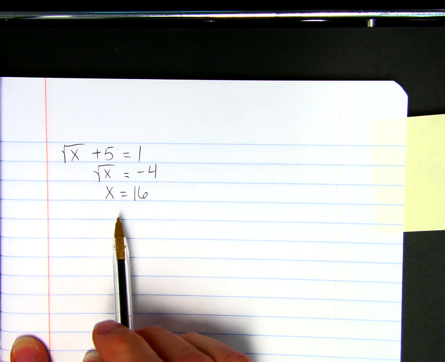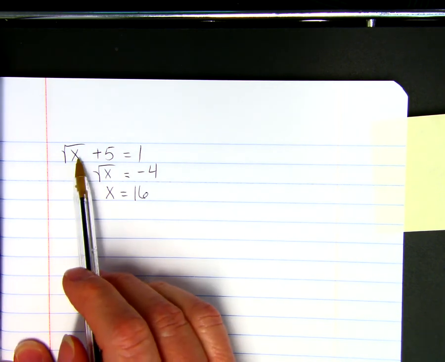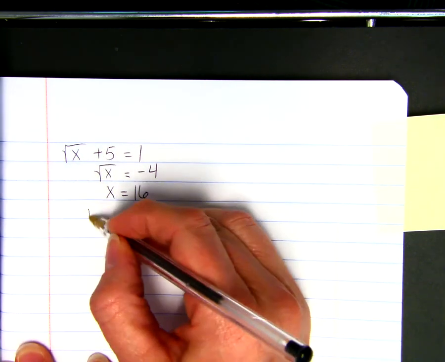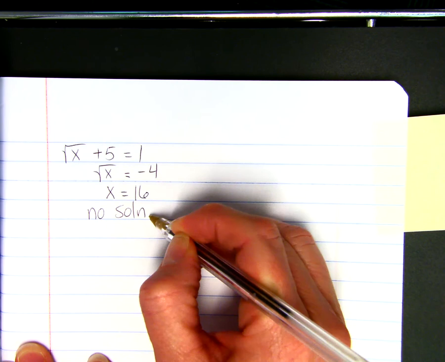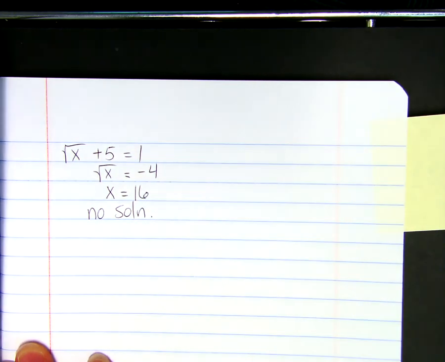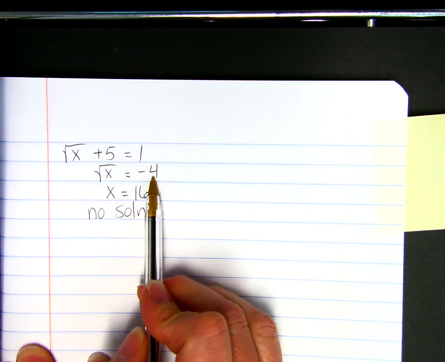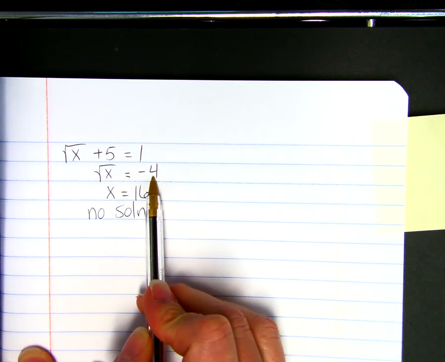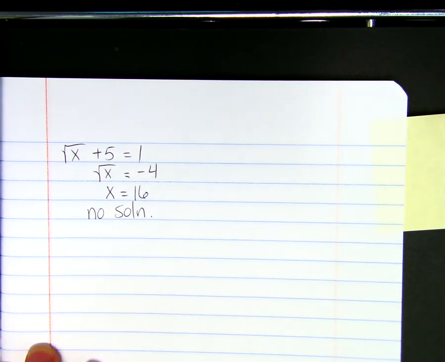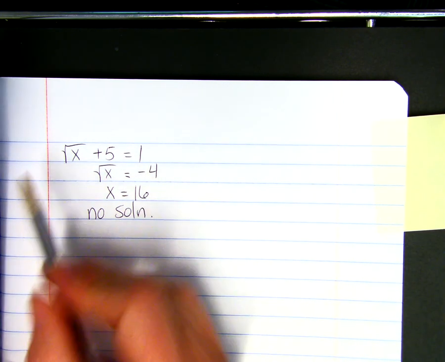And if you plug in 16 for x, square root of 16 is 4, plus 5 is 9, it doesn't equal 1. So there's no solutions. It's an extraneous solution. Or if you were at this step and you say, wait a minute, you can't have a negative square root, you would know right there's no solution. But sometimes kids like to just do the process without really paying attention to what's happening. So if you're that way and you just process all the way down, don't forget to plug it back in.